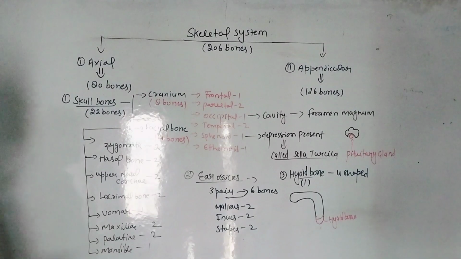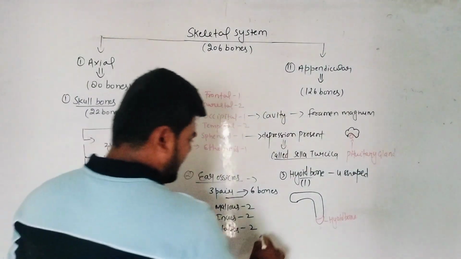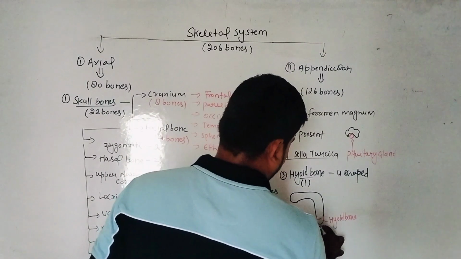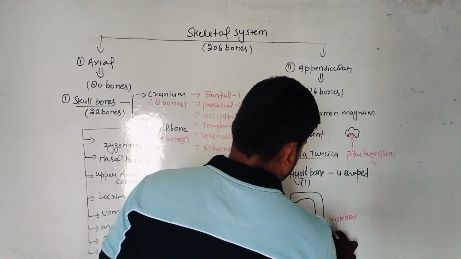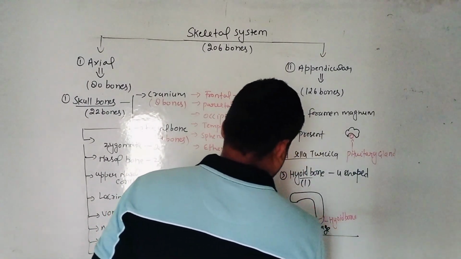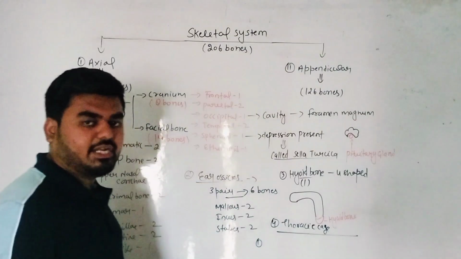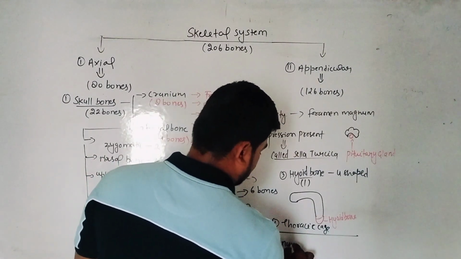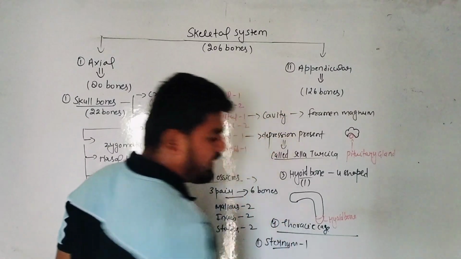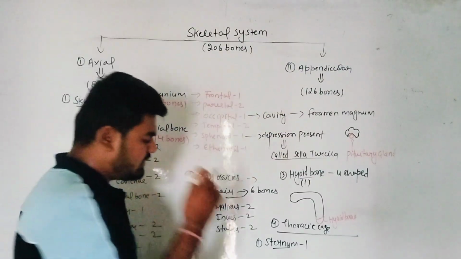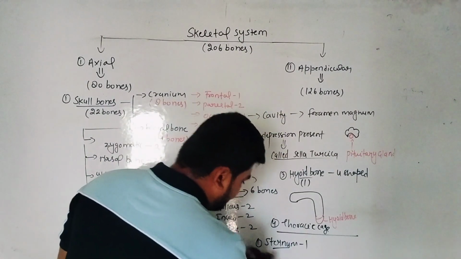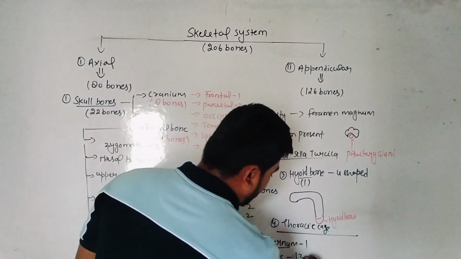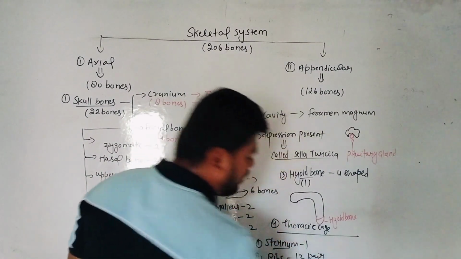Next, about the thoracic cage. Under the thoracic cage, 3 types of bones are considered. First, the sternum: 1 sternum. Second, the ribs. How many ribs? 12 pairs, in the sense, 24 bones.